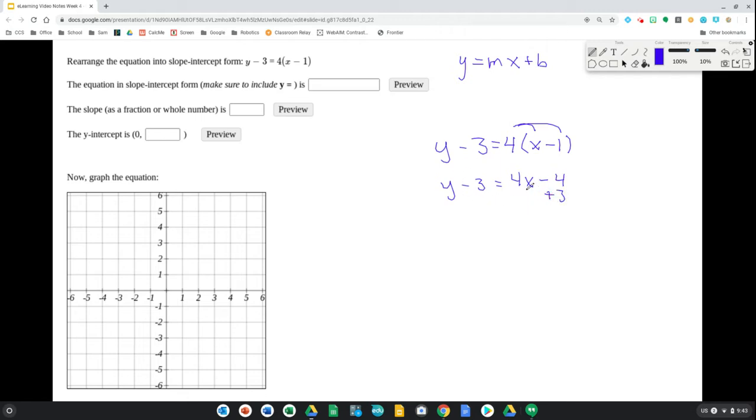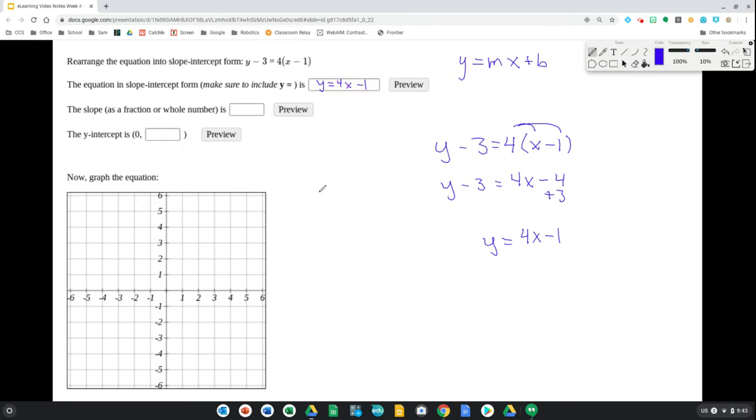And remember, you can't add it to the 4x, but you can combine it together with this minus 4. And so your equation would be y is equal to 4x, and then since negative 4 plus 3 is negative 1, minus 1. So the equation that we just found is y is equal to 4x minus 1.